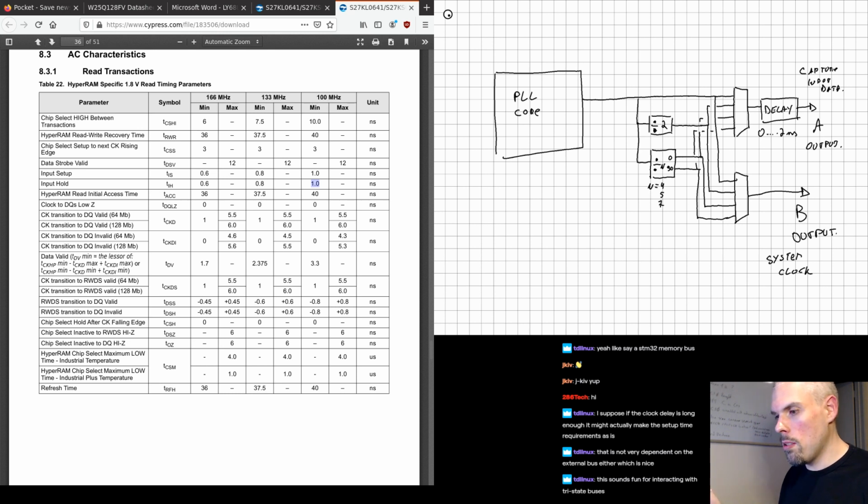So you write a given pattern in memory, and then you basically try all possible delay values until you find one that works. That's pretty much how our memory training works.